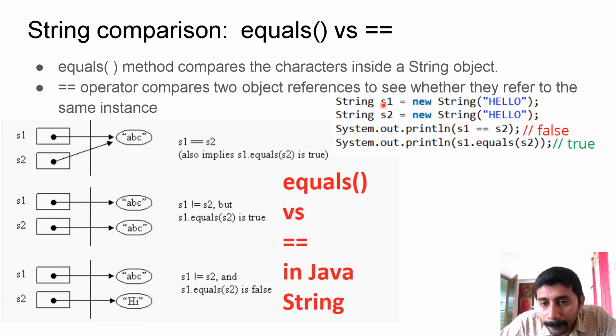See here, s1 equal to hello, okay, s2 equal to hello. We have used the new keyword in both cases. So you are creating two separate string objects, s1 and s2. If I use s1 equal to equal to s2, you will get false because both are pointing to two different objects. Whereas if I use s1 equals s2, I am actually checking the content of these two strings. Both are the same, so I will get true. So that part you have to remember.